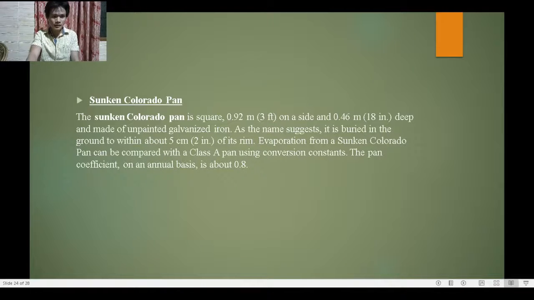So lastly is the sunken Colorado pan, which is a square 0.92 meters or 3 feet on a side, and 0.46 meters deep, made of unpainted galvanized iron. As the name suggests, it is buried in the ground within about 5 centimeters of its rim. Evaporation from a sunken Colorado pan can be compared with a Class A pan using a conversion constant. The pan coefficient on an annual basis is about 0.8.